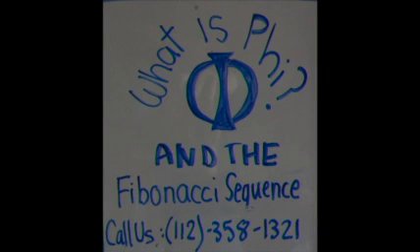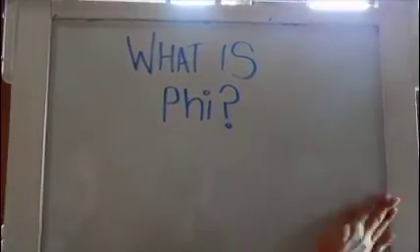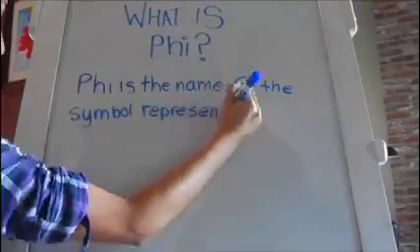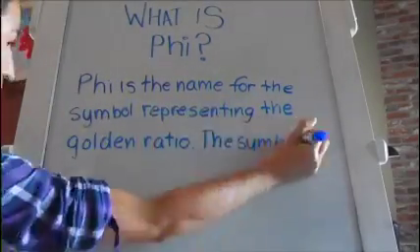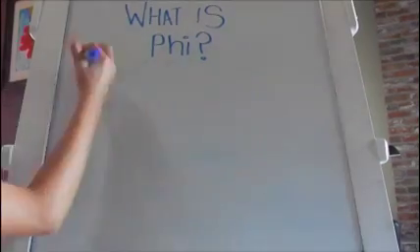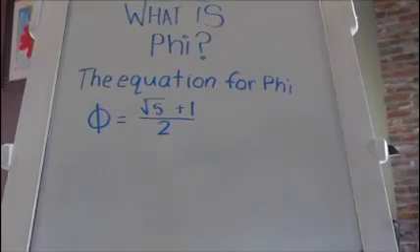What is phi in the Fibonacci sequence? Phi is the name for the symbol representing the golden ratio. The symbol for phi is... The equation for phi is the square root of 5 plus 1 over 2.